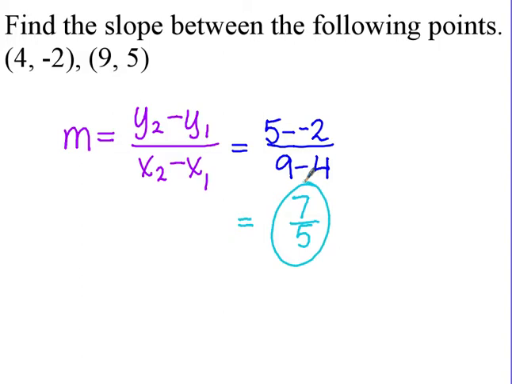Questions? Once again, this should be a review. We've already done this. You try this one for me. Okay? You try that one for me. 2, 1, 9, 1. Find the slope between those 2 points.